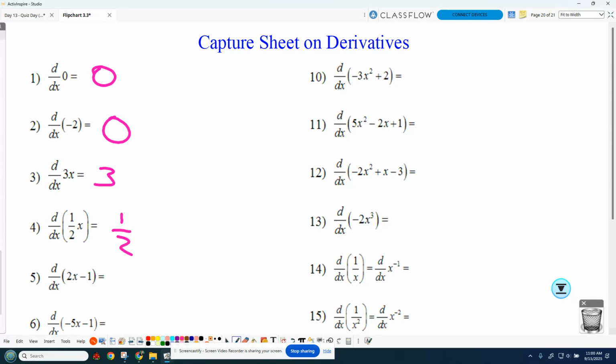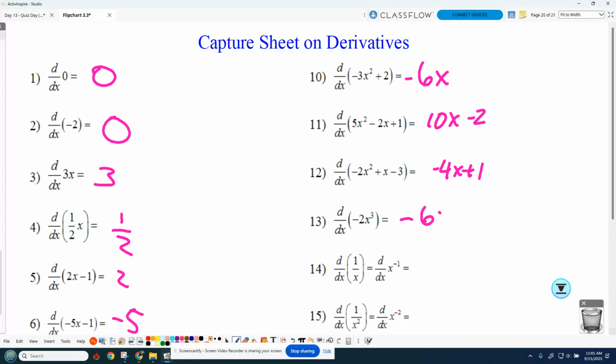Sam, 2. Alana, minus 5. Daniel, -6x. Andy, 5, multiply by the power, lower the power. So, 10x minus 2. Done. You have number 12. -4x plus 1.